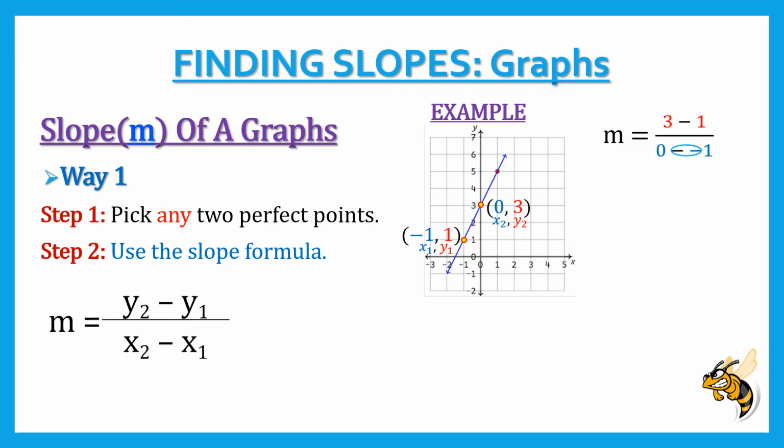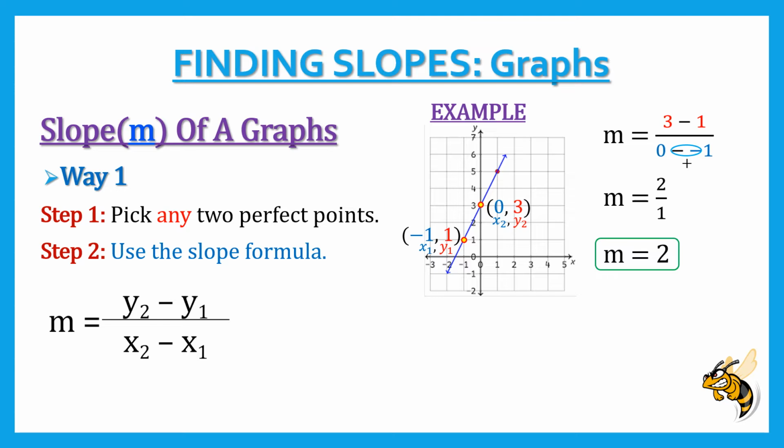These two negative signs next to each other will be combined to form a plus sign. So therefore it should be 2 over 1, and any integer over 1 is always itself. So m is equal to 2.